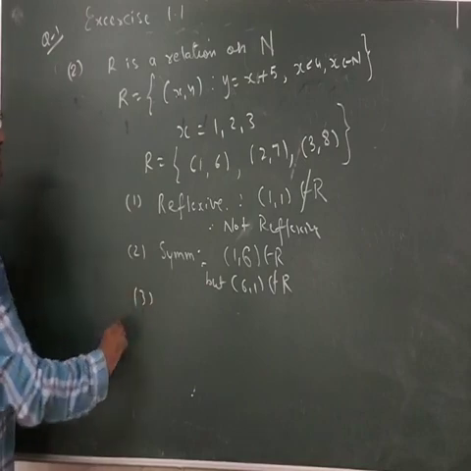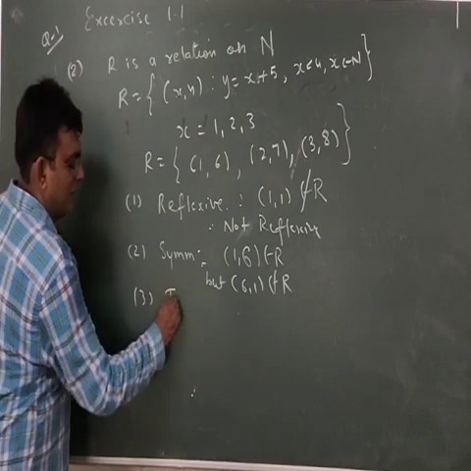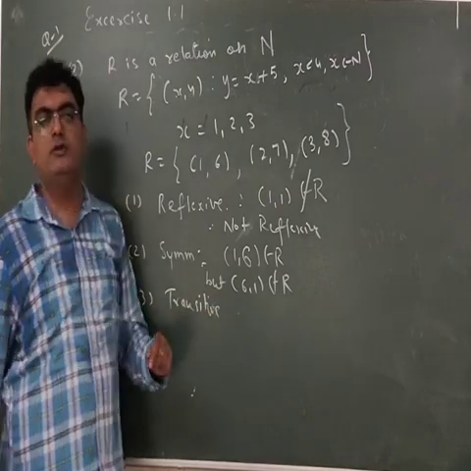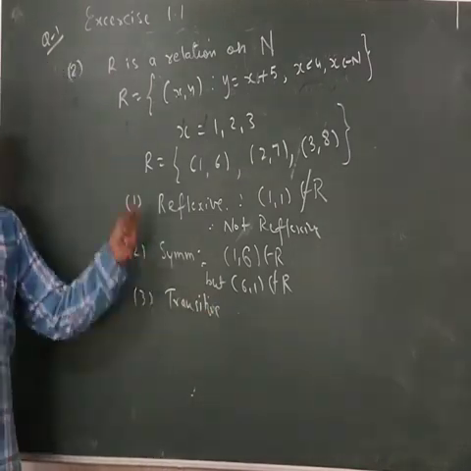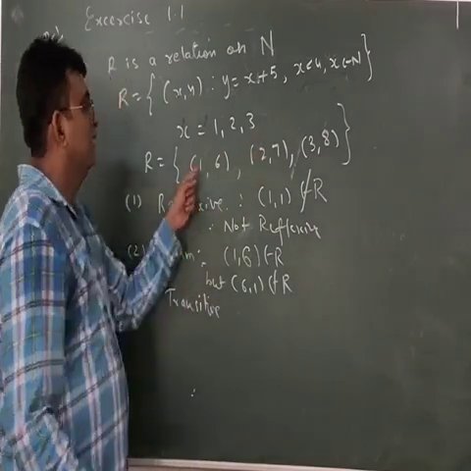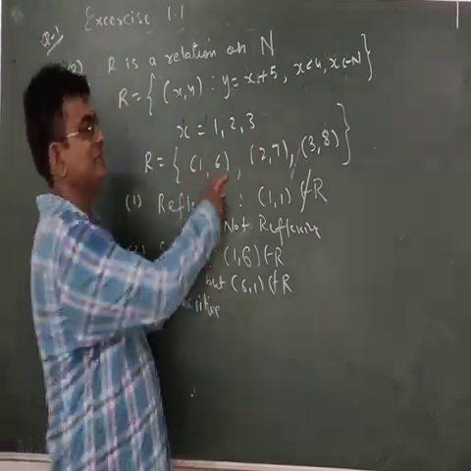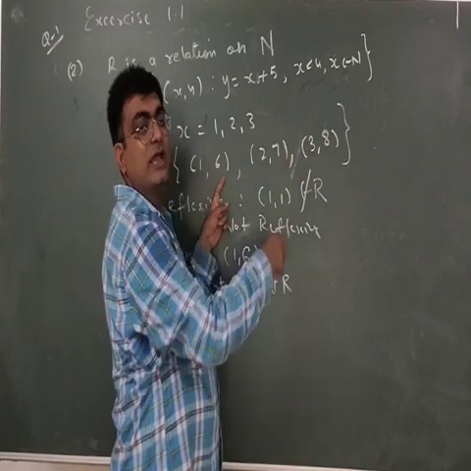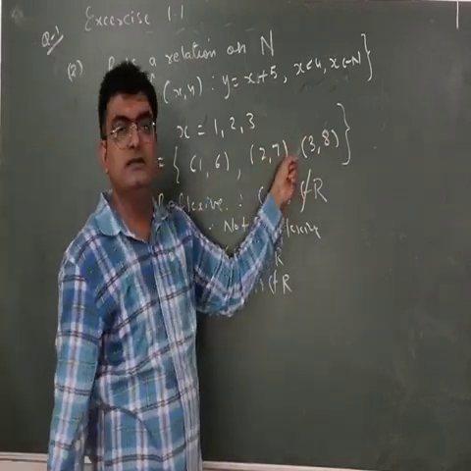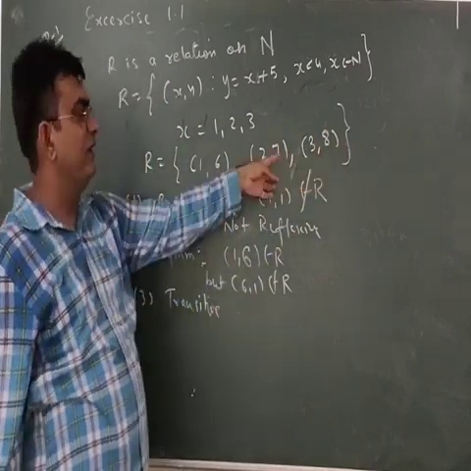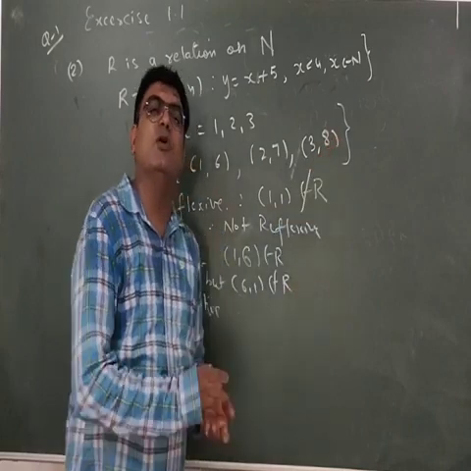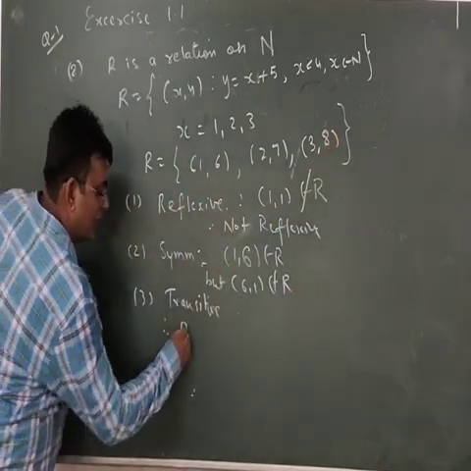Number 3, is it transitive? Let us find the pair. For transitive, what should we have? We should find two pairs: a is related to b and b is related to c. We have only 3 elements. Let us check. 1 is related to 6, but 6 is not related to any other element, so I cannot find the second pair. In the same way, 2 is related to 7, but 7 is related to nobody, so I cannot find the second pair. In the same way, I cannot find the second pair for (3, 8). Therefore, R is transitive.